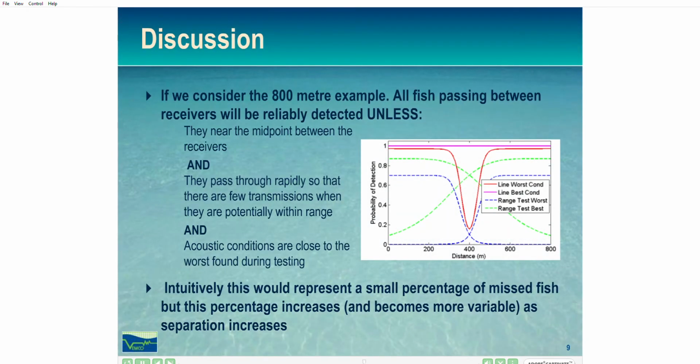So let's discuss gates in general. This analysis shows that one should think carefully about gate design if you require reliable fish detection. To summarize, if we look again at the 800 meter spacing example, we can conclude that our fish will be reliably detected unless it passes near the midpoint in poor conditions, and it passes so quickly that only a few transmissions will be within acoustic range, and the conditions are not worse than what we have modeled. The simplest and safest approach is to space receivers close enough such that you can achieve close to 100% detection probability in virtually all weather conditions.